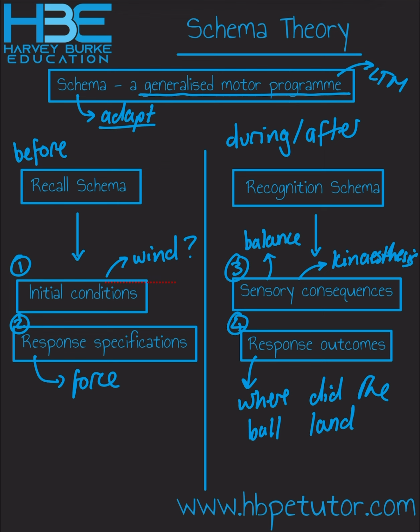So overall here, schema theory is just saying it'd be impossible to store every subtly different way that you perform a skill. So instead you store a generalized motor program for that skill, and you can adapt it in the moment.